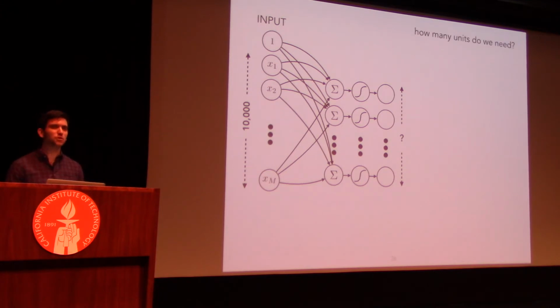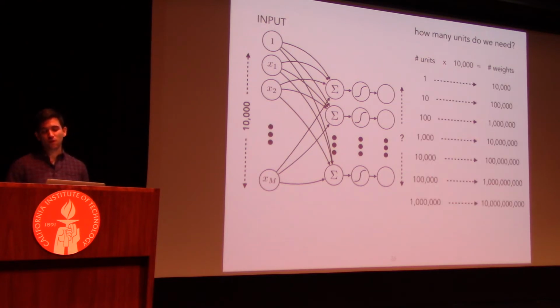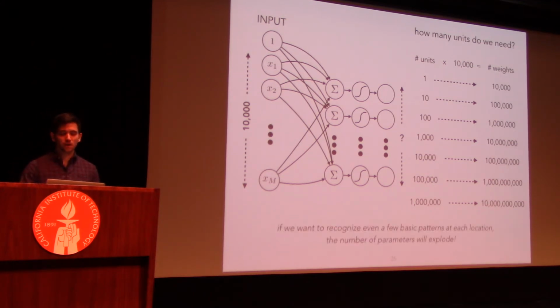So how many units are we going to need in the first layer? The number of weights in that first layer is equal to the number of units in that first layer times the 10,000 inputs. Remember, it's a matrix of weights that we're using here. So just a rough calculation: if we use many units in the first layer, we're going to very quickly have an exploding number of parameters.